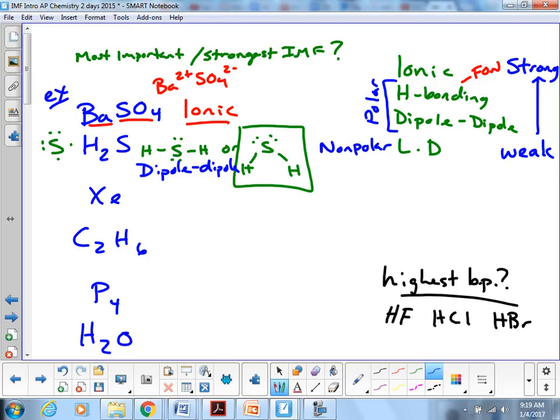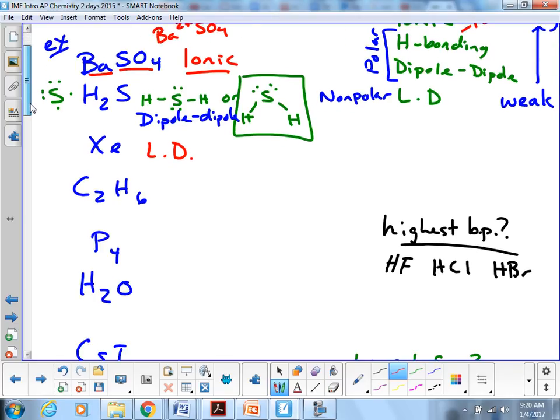It's a noble gas. But more importantly, it's just by itself. There's nothing else there. So there's nothing to talk about. It's very nonpolar. It's LD, it's London. You can write London or LD. Not many people choose to write London dispersion force. So it's an LD.